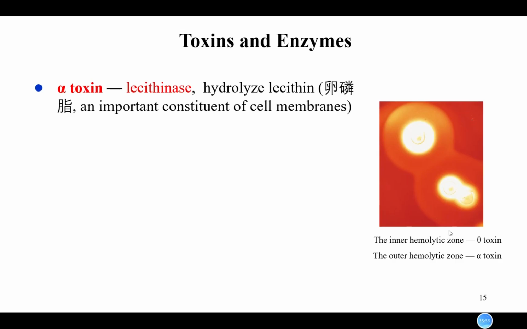The alpha toxin is actually an enzyme called lecithinase, which is able to catalyze, degrade, or hydrolyze lecithin on the cell membrane. So this is an important molecule. Lecithin is an important molecule on the cell membrane. Once it is degraded, it causes the hemolysis of the alpha zone.